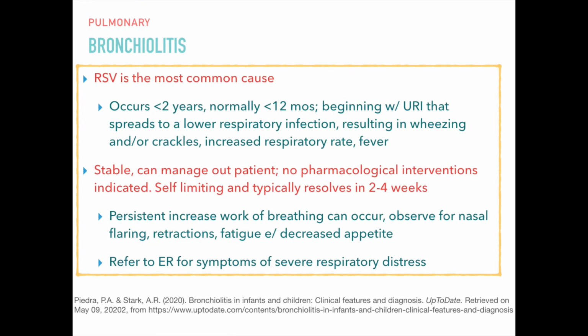So bronchiolitis is a respiratory viral infection that occurs before 2 years, normally before 12 months. They begin with symptoms of an upper respiratory infection that then spreads to the lower respiratory tract, resulting in things like wheezing, crackles, increased respiratory rate, and fever. RSV is the most common cause of bronchiolitis. If the patient is stable, they can normally be managed outpatient and no pharmacological interventions are needed. Generally, it's self-limiting and typically resolves in about 2 to 4 weeks.